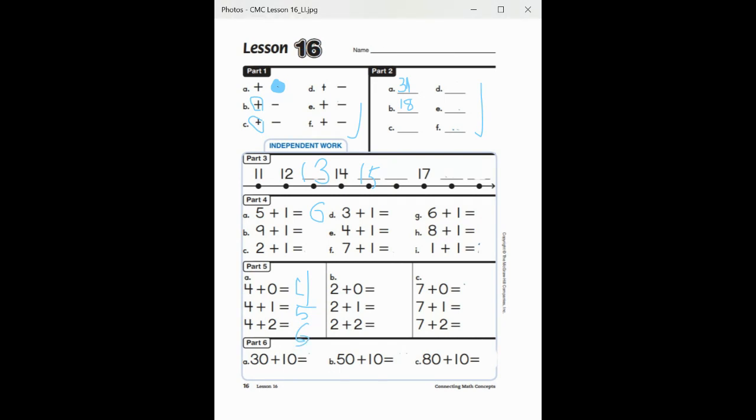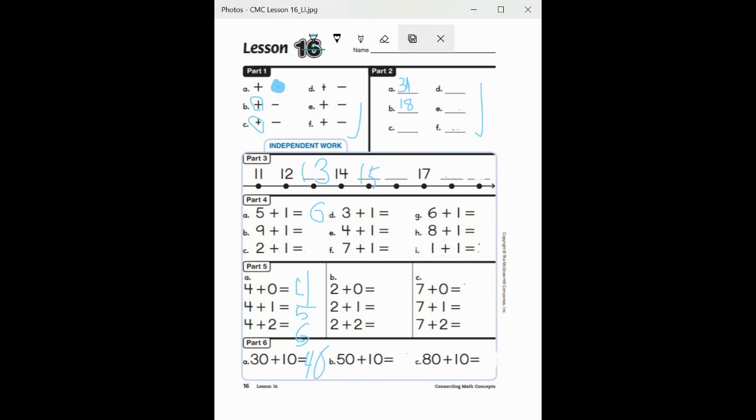You can see a pattern. As what we're adding goes up, our answer goes up. So if we're adding 0, our answer stays at 4. If we're adding 1, our answer goes up to 5. If we're adding 2, our answer goes up to 6. As this column gets greater or is more, our answer is also more. Now, we know plus 10 numbers because we can count by tens from any number. 30 plus 10 equals 40.